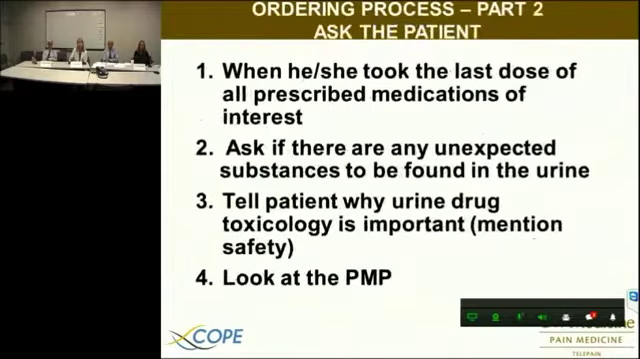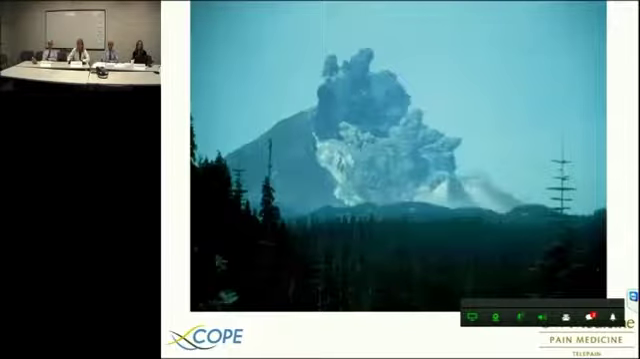So what do you do? You get your urine and then you ask the patient, when did they take their medications? If you've given them 60 oxycodone tablets, it's week 3, and they've used them all up, you may not need to go to the trouble or the cost of doing the urine drug test. There is a conversation there, but you may not need to do your test. Ask the patient if there are any unexpected substances. Tell the patient that this is all about safety, this is why we're doing this, and don't forget our friend the PMP.